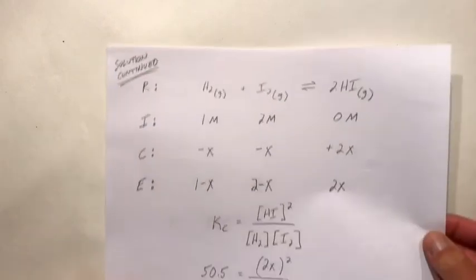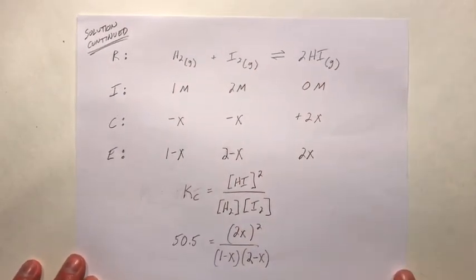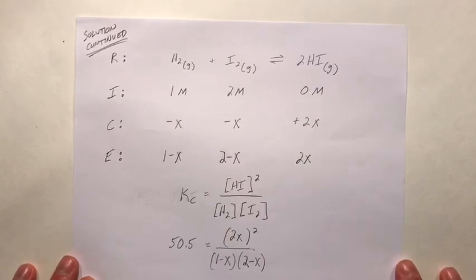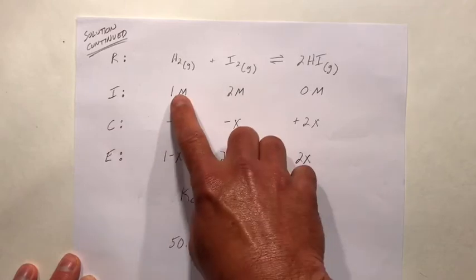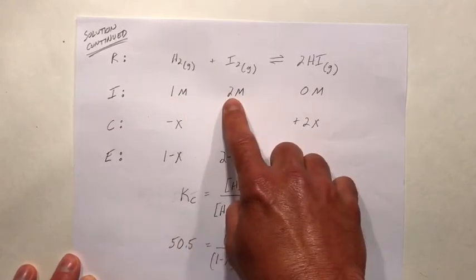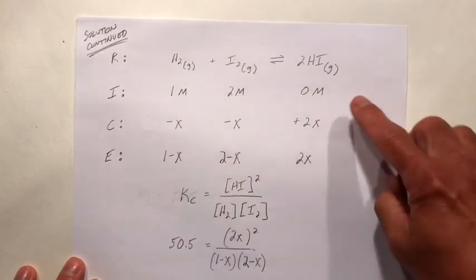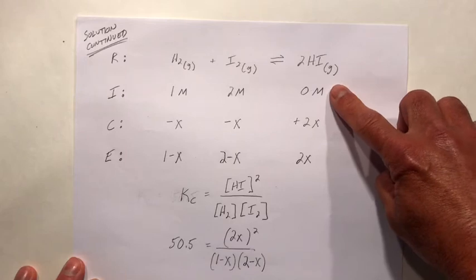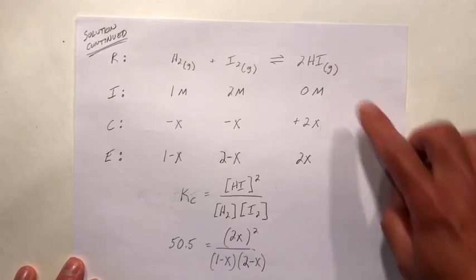Let's set up a Rice table. Here's our reaction, that's R, write the reaction out, balanced equation. Now, the initial concentrations for H2 and I2 we just calculated, and we have to make the assumption that since we were given no information about HI, the reaction was just starting out and there was no product yet. So we started with 0 molar concentration of product.